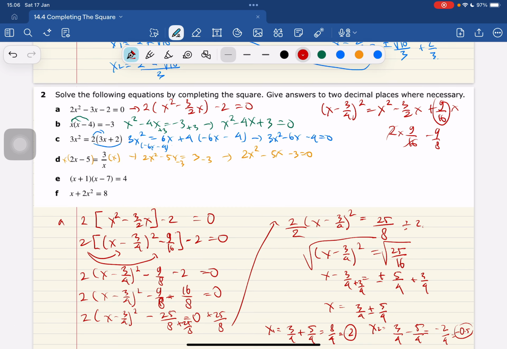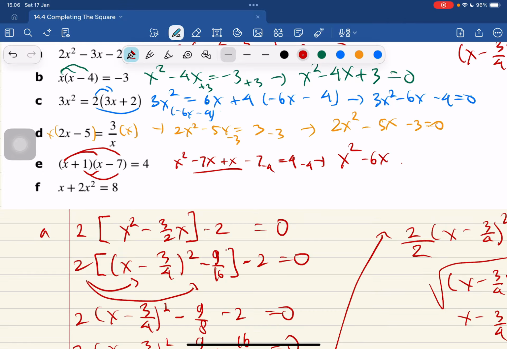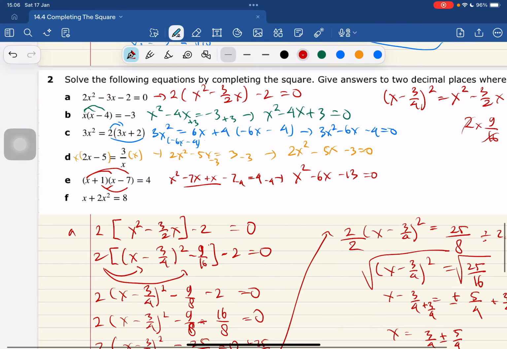So for e we have to expand it. x times x is going to be x squared, x times minus 7 is minus 7x, 1 times x is plus x, 1 times minus 7 is minus 7, equal to 4. So to get it up here, minus 4, so we minus by 4 on both sides. So we got the new equation x squared, this is the like term, so minus 6x, then we minus by 13 equal to 0.